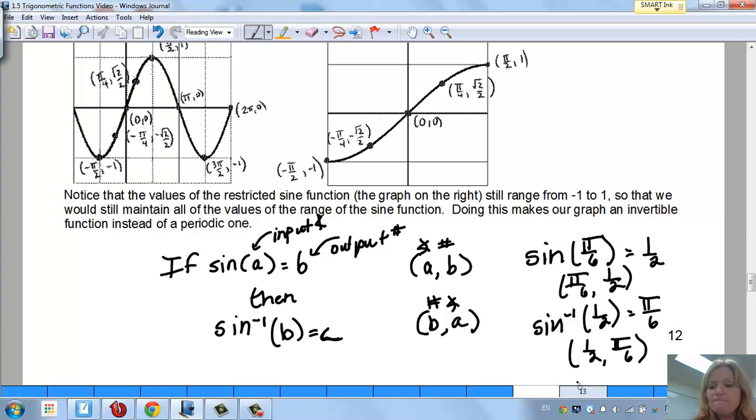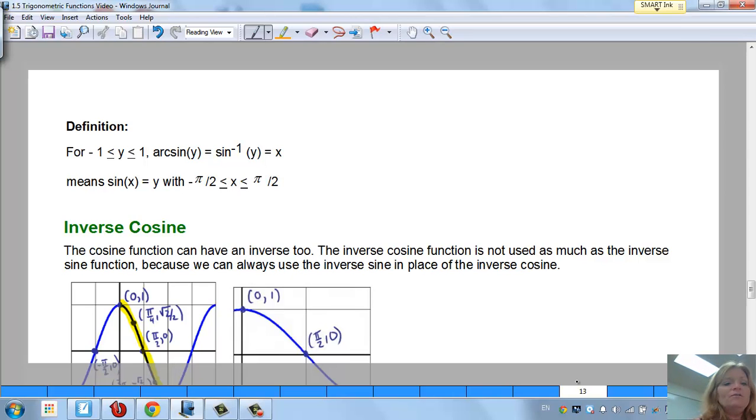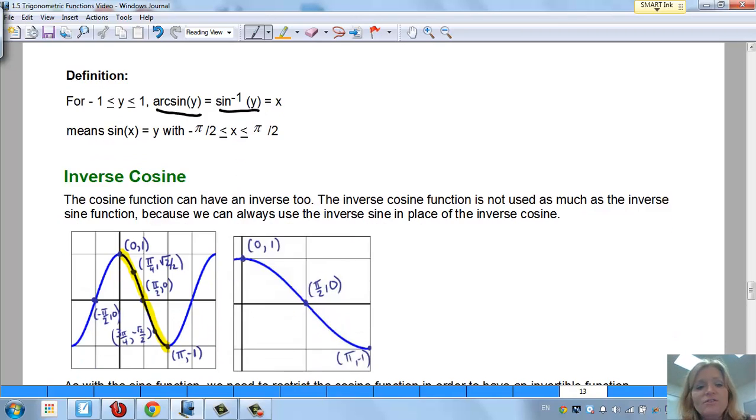Now for the definition: when your y's are from -1 to 1, the inverse, which you can see as arcsine or inverse sine, see how it's written both ways, is x. Simply meaning sine of x equals y, for x between negative pi over 2 and pi over 2. So that's the definition.